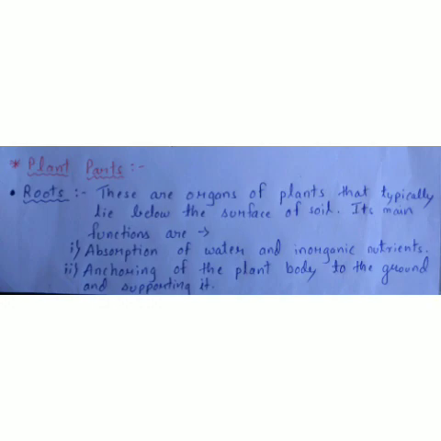Okay class, so the next point is anchoring of the plant body to the ground and supporting it. That means the roots of a plant, which stay inside the soil, support the whole plant and anchor it in such a way that it stands upright and holds the whole body of the plant above.